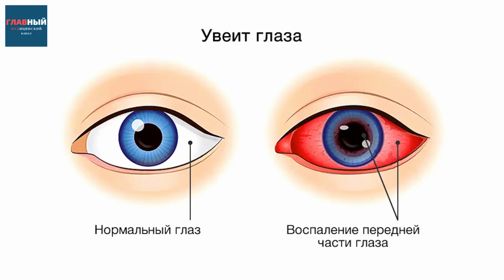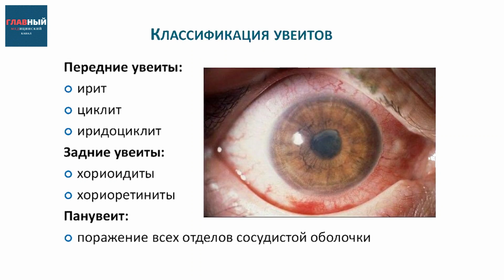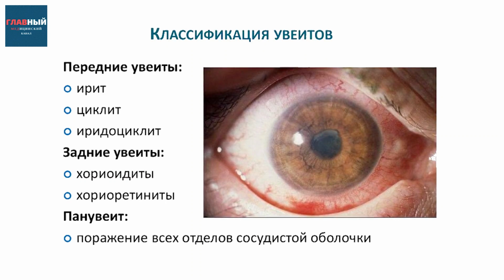Uveitis is a disease of the vascular layer of the eye. In children, the incidence is approximately 5 to 12%, while in adults it is 0.5 to 0.6%. Anterior uveitis is distinguished. This includes Iritis, Iridocyclitis, intermediate uveitis, and posterior uveitis. Posterior uveitis is choroiditis. Anterior uveitis is more common.